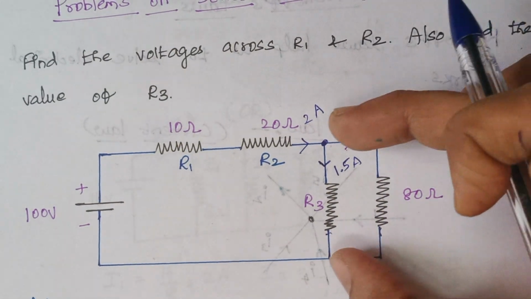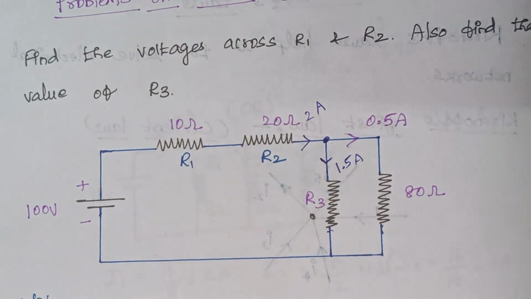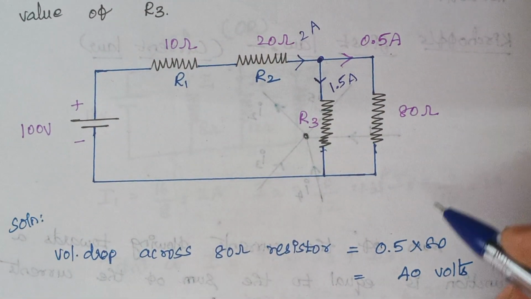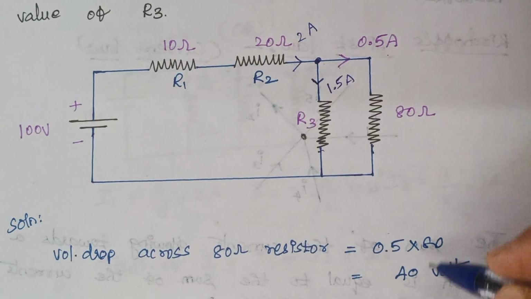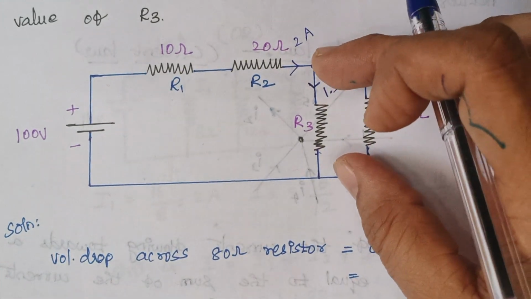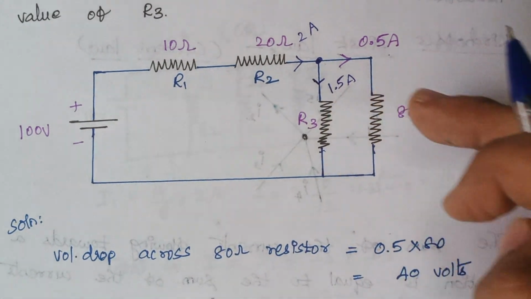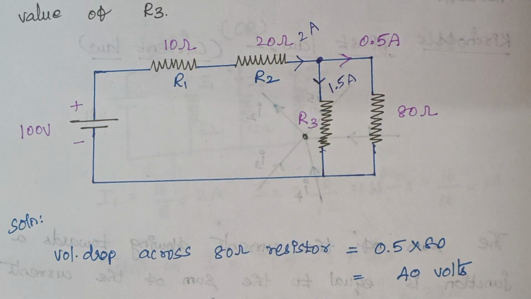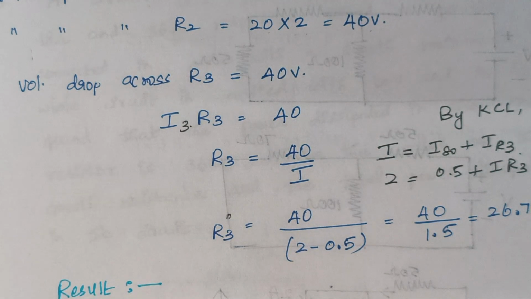Then what about the voltage across this R3 resistance? It is already calculated as 40 volts, right? Therefore, here we know the voltage and we know the value of current. Therefore, we can easily calculate the value of resistance again by using Ohm's law. So, this is what is done here.